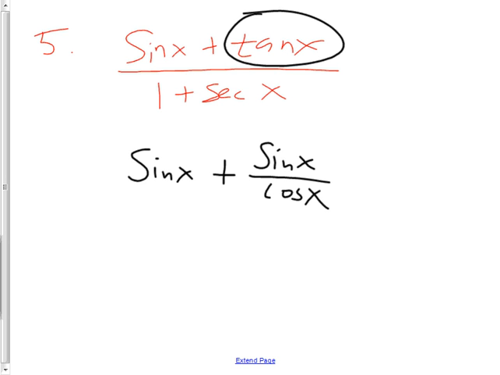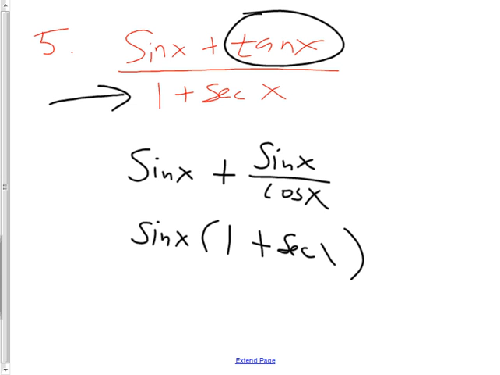And now do you see you can factor something? They both have a sine in them. I'm only doing the top right now. I'm totally ignoring the bottom part here. I can look at that later. I'm still finishing the top. I'm factoring out the sine x, and what do I have left? 1 plus 1 over cosine, which is really what? Secant.